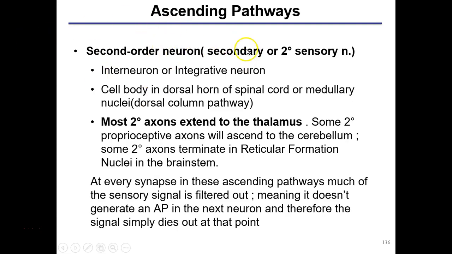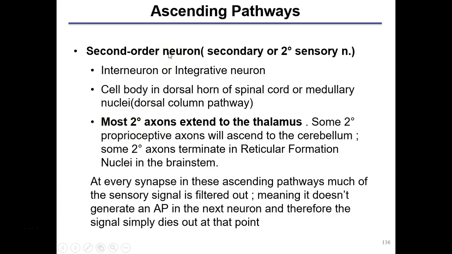So the second order neuron, and we refer to these as secondary or just second degree, if you like, sensory neurons. And again, this is confusing. We call them sensory because they're transmitting sensory information, but technically these are integrative or interneurons. And so their cell body is located within the dorsal horn of the spinal cord typically, or in the case of the dorsal columns, they're going to be in the medullary nuclei, if this is a sensory signal being transmitted through the dorsal column pathway.